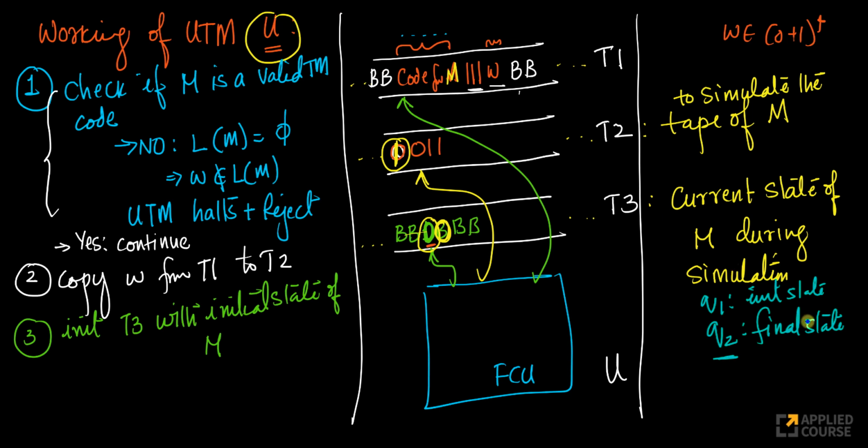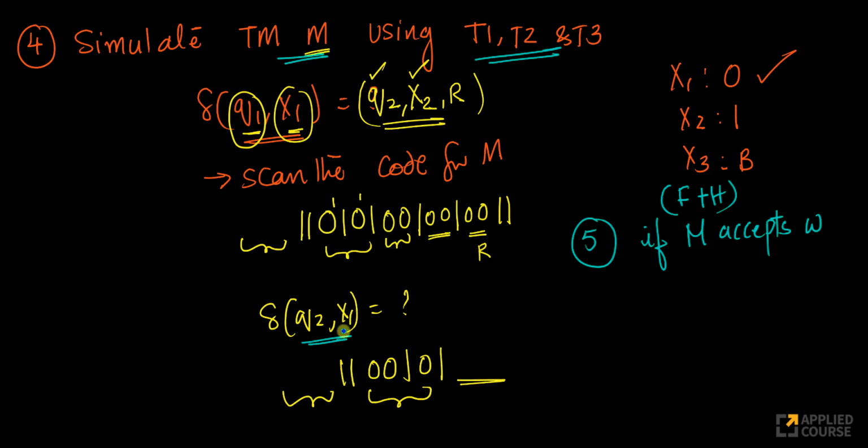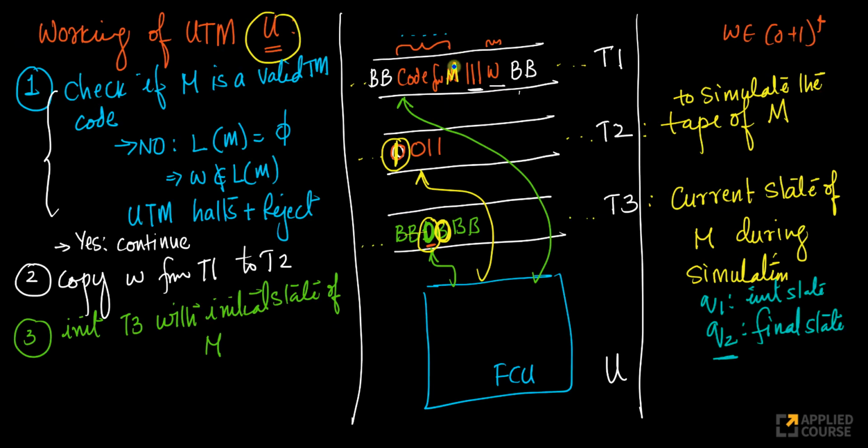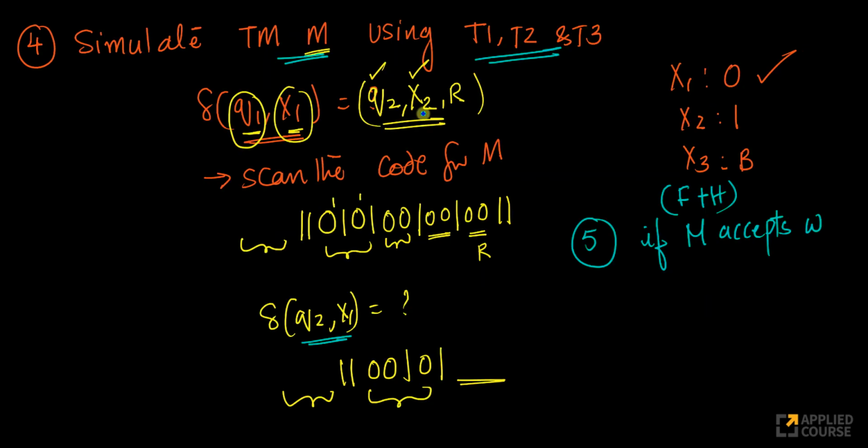How do I know that I have halted? If I don't have any other transitions. If, for example, for something like this, no transition is defined, then I know that I am halting there. I can't do anything from there. So I have halted, and if the state that I'm currently in is a final state, then M accepts W, and UTM can easily detect it. Then the UTM, the universal Turing machine, also accepts the input.